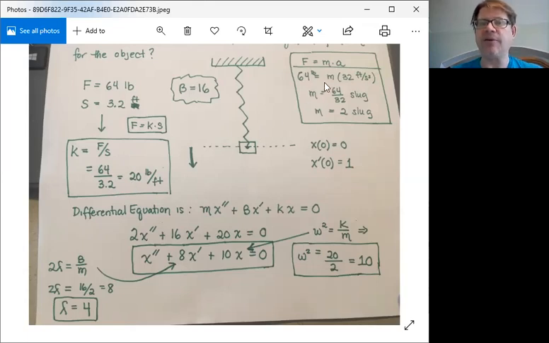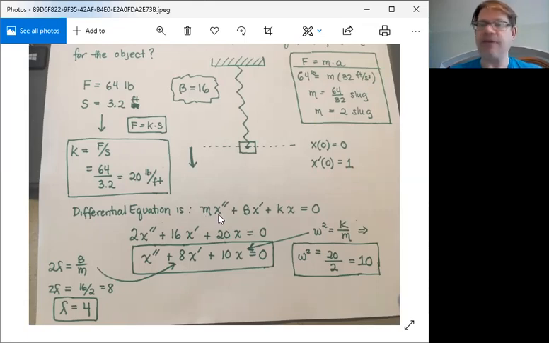Now our mass can be found by using F equal to ma. 64 is equal to m times 32 feet per second squared. That's 64 pounds. And so solving for m is going to be 64 divided by 32 slugs. And that comes out to be 2 slugs in this case. So we have a mass of 2 slugs. And that means now that we can write our differential equation.